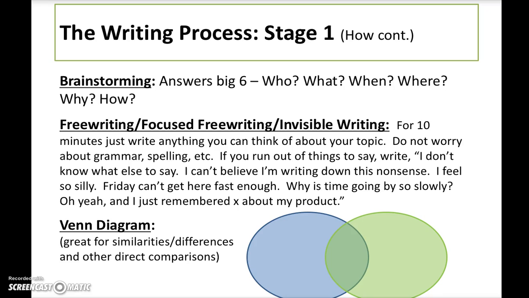Now that I've generated my ideas via the cluster, I can use other strategies to help me develop my ideas further. I can brainstorm, free write, or use a Venn diagram if appropriate. A brainstorm will ask you to answer the following about the ideas or topic you are working with. Who, what, when, where, why, and how. These questions can be answered in sentences, sentence fragments, lists, or whatever method makes the most sense to you.